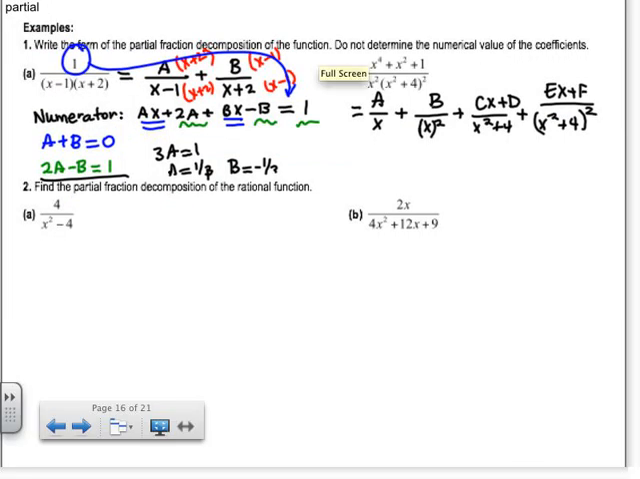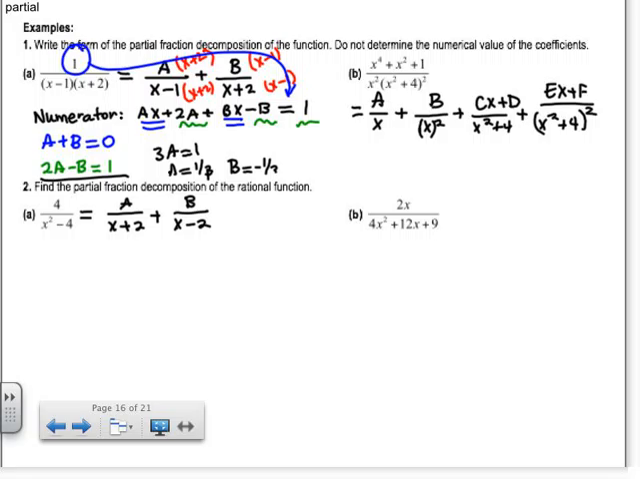Okay. So find the partial fraction decomposition of this rational function. This factors as x plus 2 times x minus 2. So I'm going to have x plus 2, x minus 2, A, and B. It doesn't matter if you started yours out and you had B over x plus 2 and A over x minus 2. It doesn't matter. You're going to get the same thing in the end.